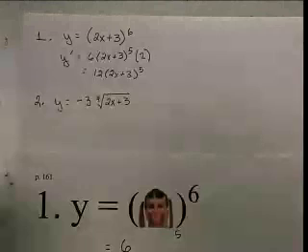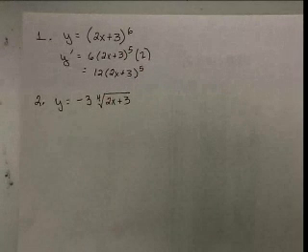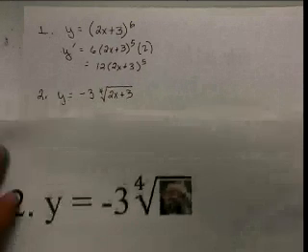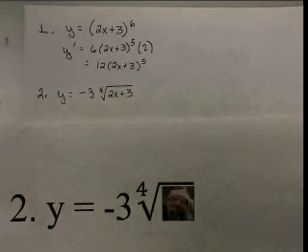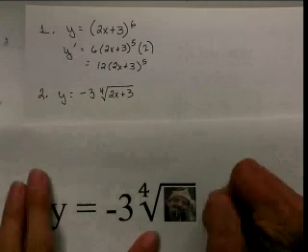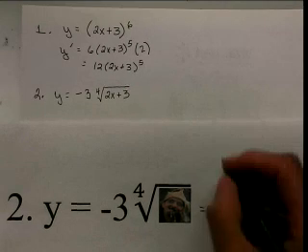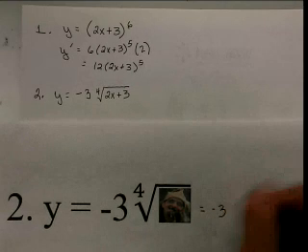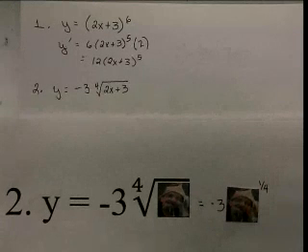When you see that, here's what I want you to think. The derivative of negative 3 times the 4th root of very ugly. How can you rewrite that before you do any calculus? You could write it as negative 3 ugly to the 1/4, right?